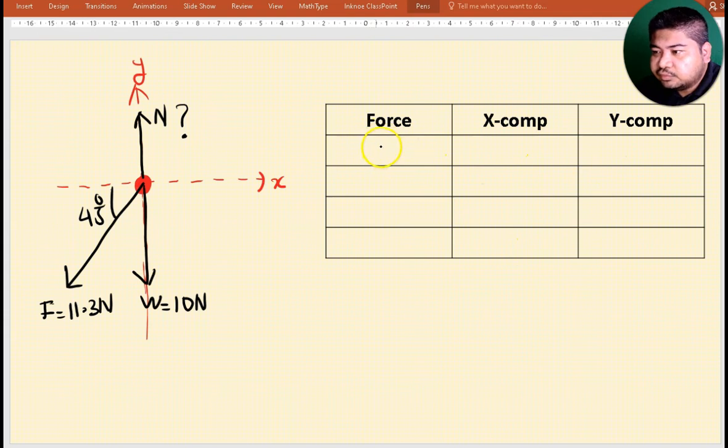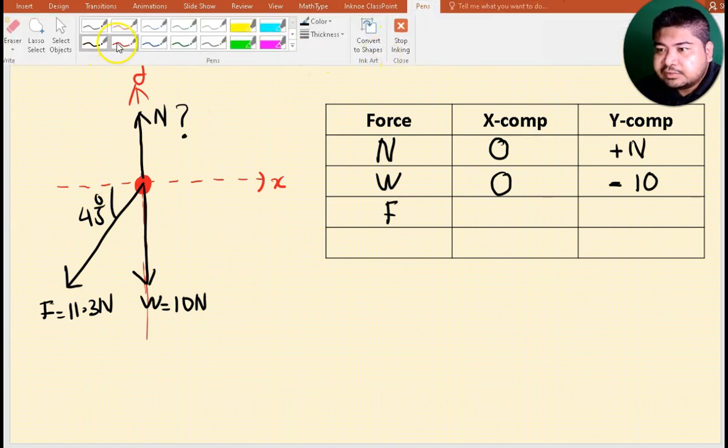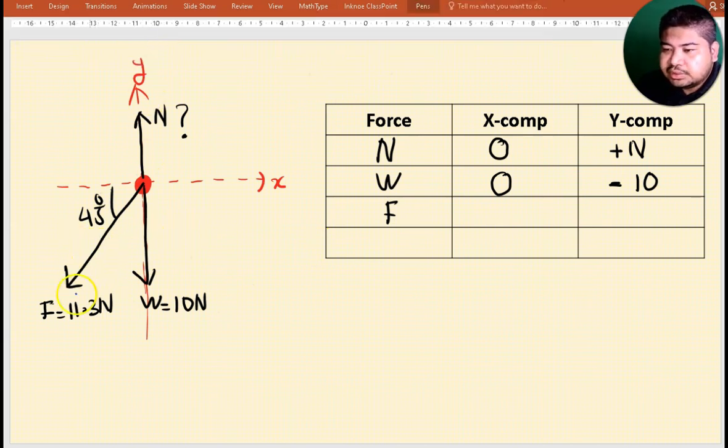Alright, so the first force we have is N, and then we have W, and then we have the external force. So because N is one-dimensional, the X component of N is 0, the Y component of N is positive N, because it is pointing upwards. So for W, the X component is 0, the Y component is negative 10. Alright, and then for the force, we have resolved it, but I'm going to do it again.